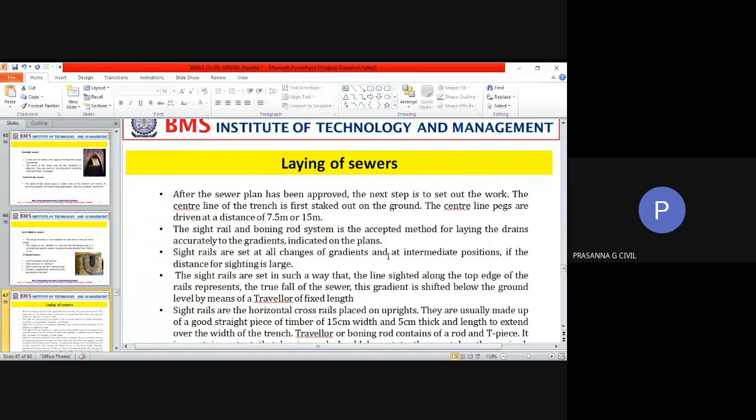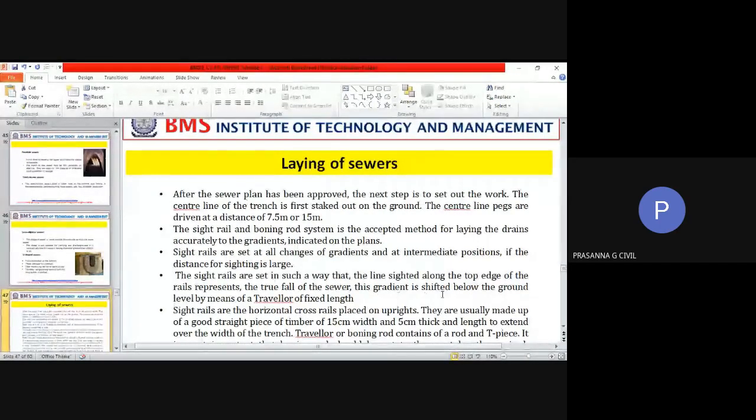And the boning rod will be put into the trench where you are laying the sewer, and the vertical part of the boning rod will be brought up to the exact location where your site rail should be fitted, so that you get the depth at that portion of the pipeline. So the site rails are set in such a way that the line sighted along the top edge of the rail represents the true fall of the sewer. That means the exact level where the bottom of the sewer should be.